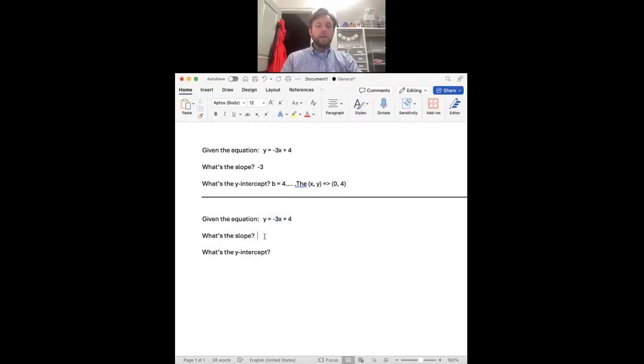Suppose I have this. Given the equation 2y equals 8y plus minus 2. What's the slope? Oh, well, I'm sorry, not 8y, 8x. 2y equals 8x minus 2. What's the slope?